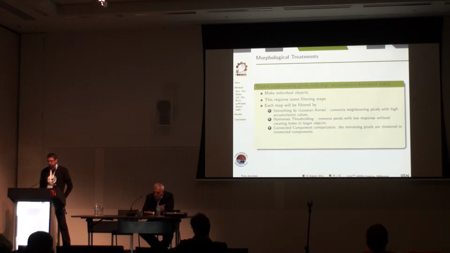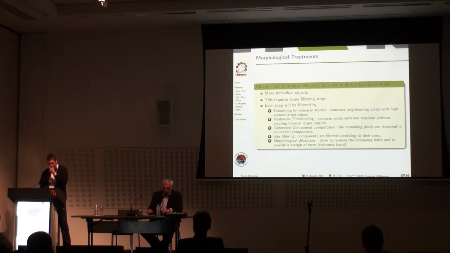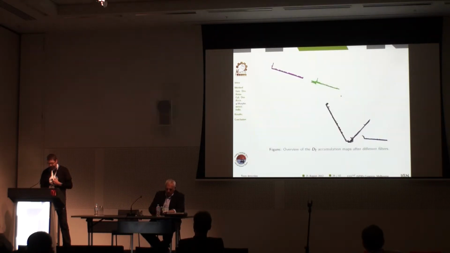Then we extract the connected components, so we connect remaining pixels in connected components, and we're doing a little size filtering because we can easily have very small objects that we're not interested in. So we filter all the objects that are too small. And finally, we do a morphological dilatation to remove some remaining holes and add a margin of error.